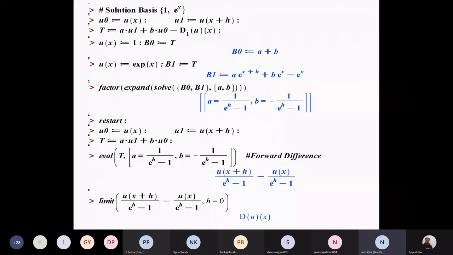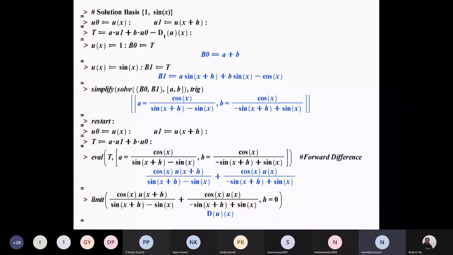R.E. Mickens is a professor at Atlanta. The same calculation is performed on the basis 1 comma sin x, and you get again two equations b0 and b1. You calculate a and b like this, and you get another forward difference operator like this.